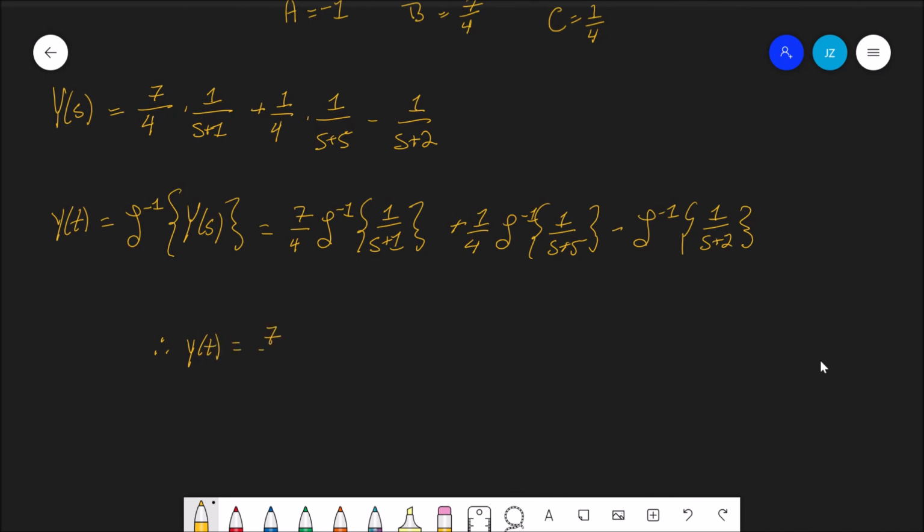So y of t is 7/4 e to the negative t plus 1/4 e to the negative 5t minus e to the negative 2t.